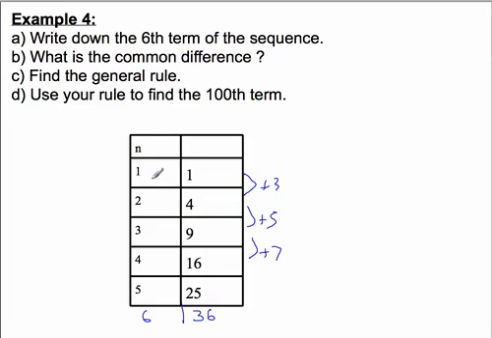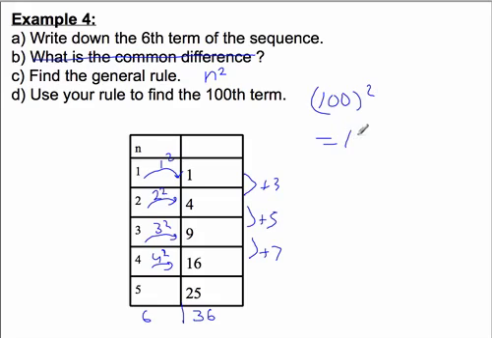So you can come up with a rule because here we have n is 1, and here we have 1 squared, which is 1. Here we have 2 squared, which is 4. Here we have 3 squared, and so forth. So your general rule, there is no common difference. The general rule is it's going to be n squared. And to find the 100th term, we can do 100 squared, which equals 10,000.